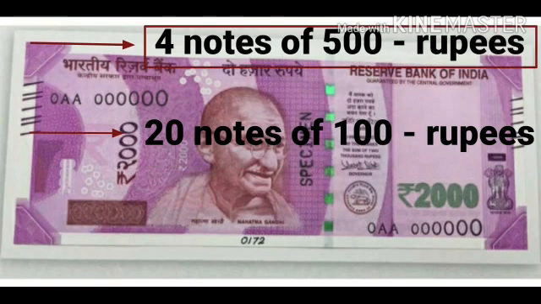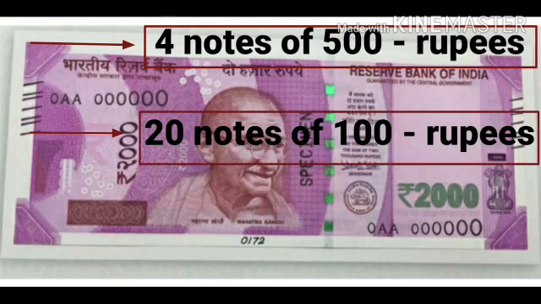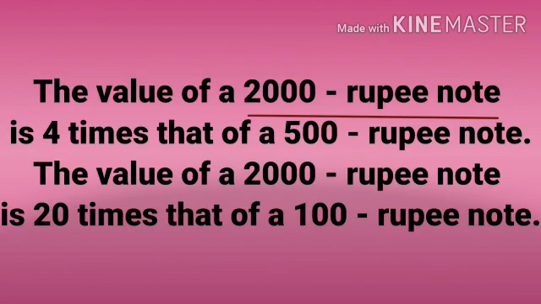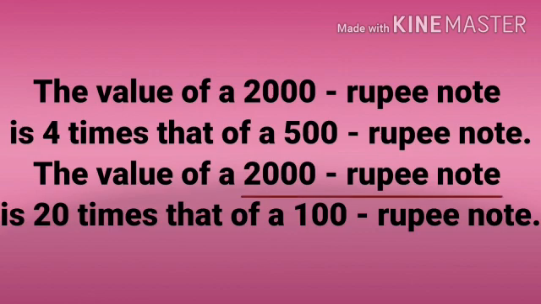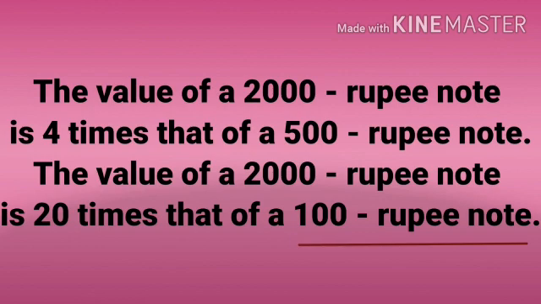4 notes of rupees 500 and 20 notes of rupees 100 are the two different changes for a 2000 rupee note. So, the value of a 2000 rupee note is 4 times that of a 500 rupee note, and the value of a 2000 rupee note is 20 times that of a 100 rupee note.